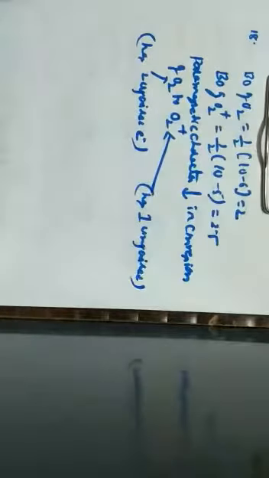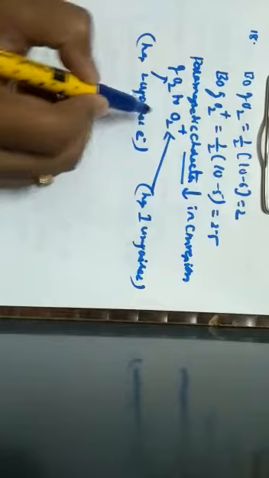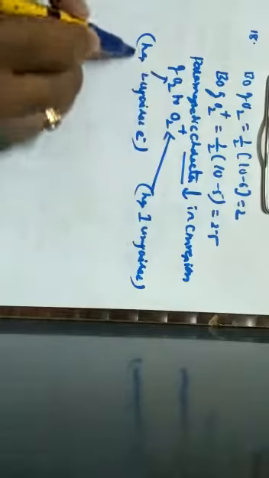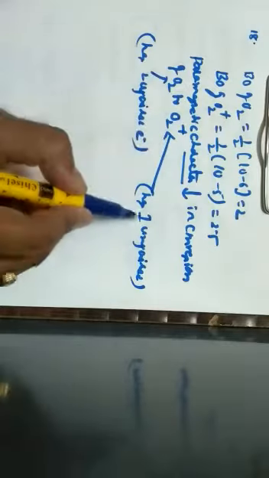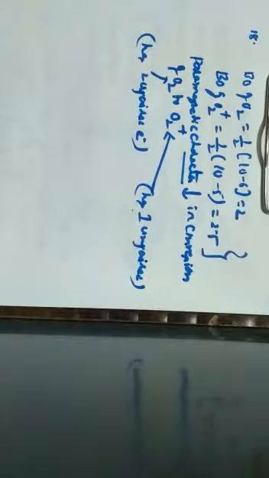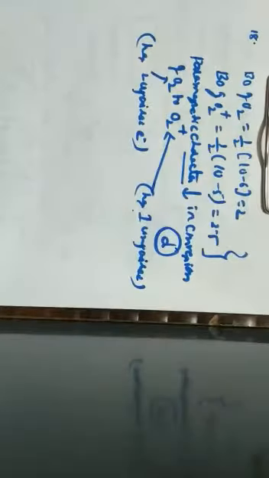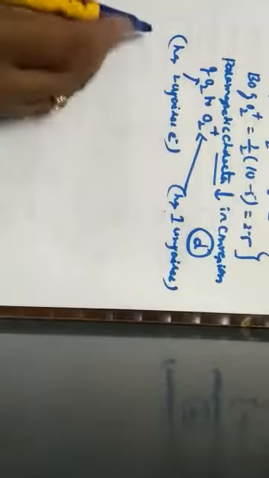So based upon this, we can say that the paramagnetic character decreases in the conversion from O2 to O2+, because O2 has two unpaired electrons and O2+ has one unpaired electron. Hence the paramagnetic character has decreased, but the bond order has increased. Hence the correct option for the given question is option D, that is, paramagnetic character decreases and the bond order increases. Next one, question number 19.